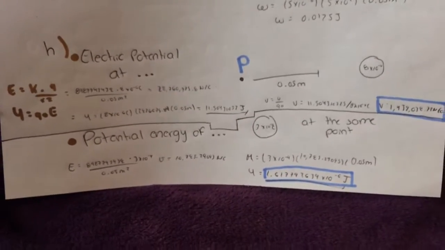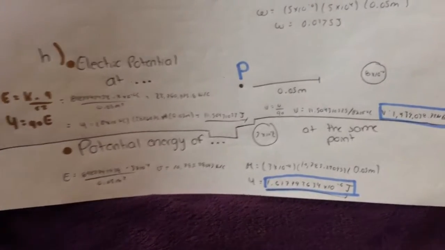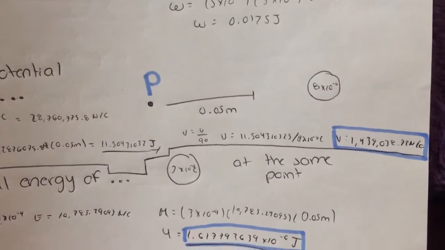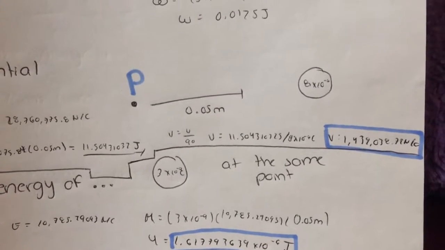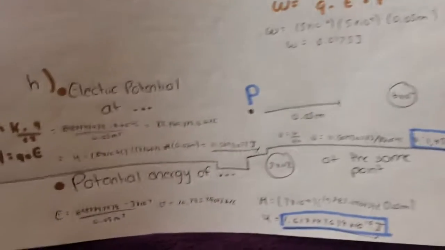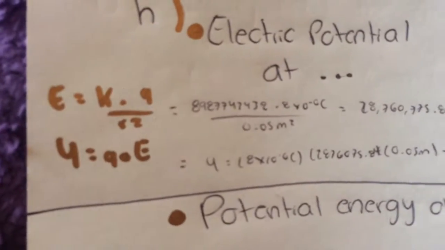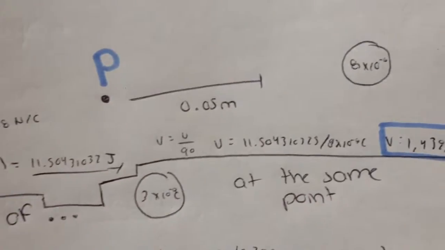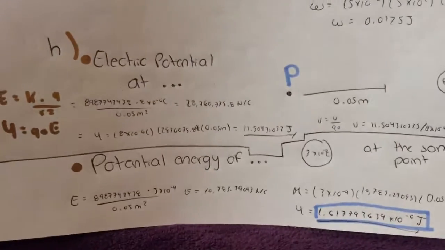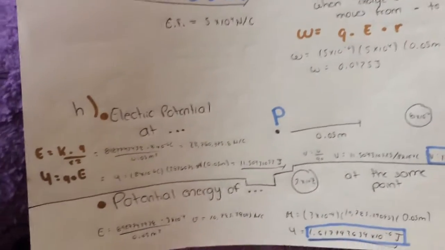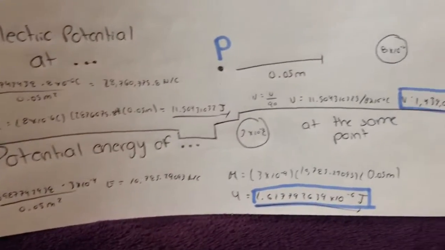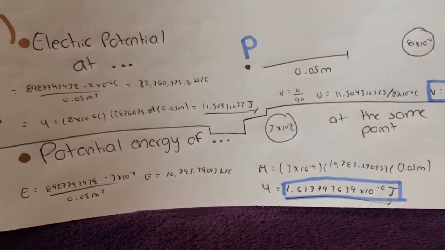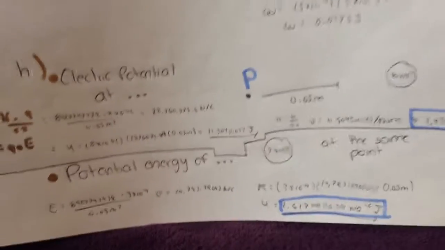Then in problem H, they ask for the electric potential when the point is at 0.05 meters from a charge of 8 times 10 to the minus 6. Here we use these formulas of electric field and electric potential. And then we have the result. Part B of problem H asks for the potential energy of a charge at the same point. So we use the electric field and the electric potential formulas.